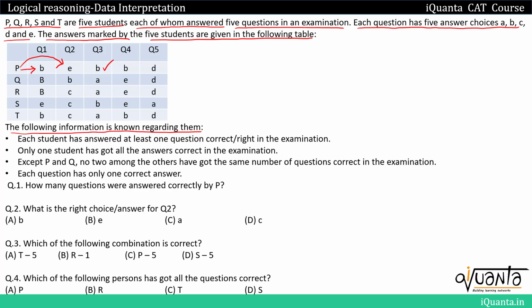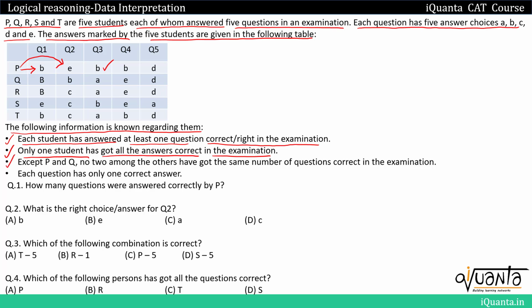So we have been given some clues regarding all these students. First one is each student has answered at least one question correct in the examination. So every student has to answer at least one question correctly. There would be no student who is answering all the questions wrong. Then the next clue is only one student has got all the answers correct in the examination. So there is only one student who has answered all the questions correctly.